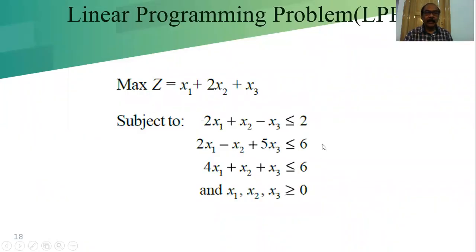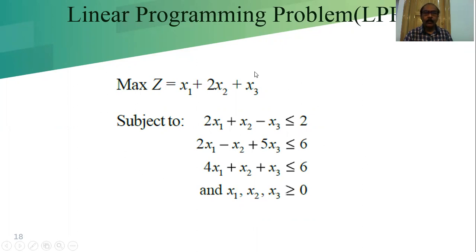So rewriting the above problem, we will get: maximize z = x1 + 2x2 + x3, subject to 2x1 + x2 - x3 ≤ 2, 2x1 - x2 + 5x3 ≤ 6, and the third constraint is 4x1 + x2 + x3 ≤ 6, x1, x2, x3 ≥ 0.